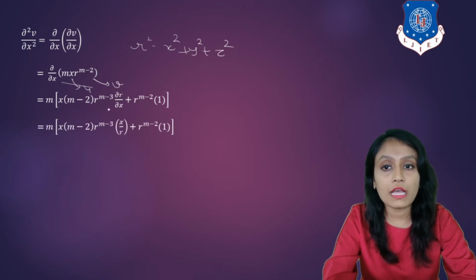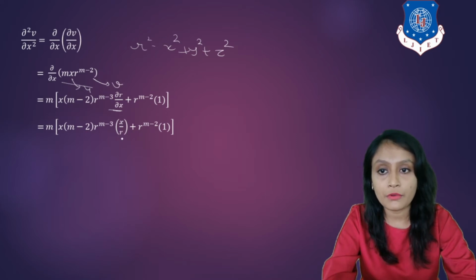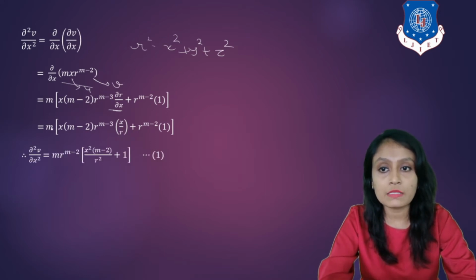Next, we know the answer of del r by del x, that is x upon r. So just substitute this answer. So here we have x upon r. Okay, simplify this. This r raised to m minus 2 is taken common. So here we have m r raised to m minus 2 x, and this x will become x square. m minus 2 as it is, and from here we will have 1. r will be left from this and this r, so it will become r square plus 1.